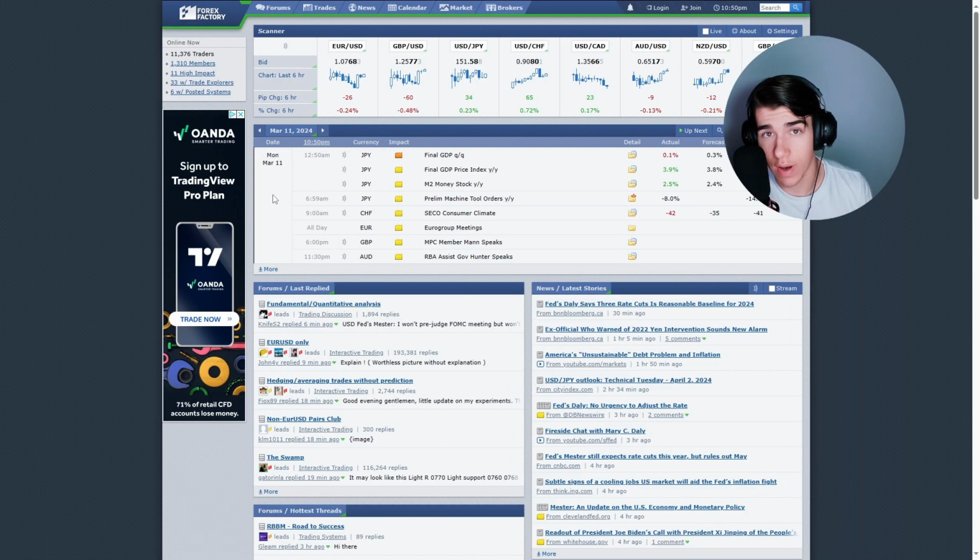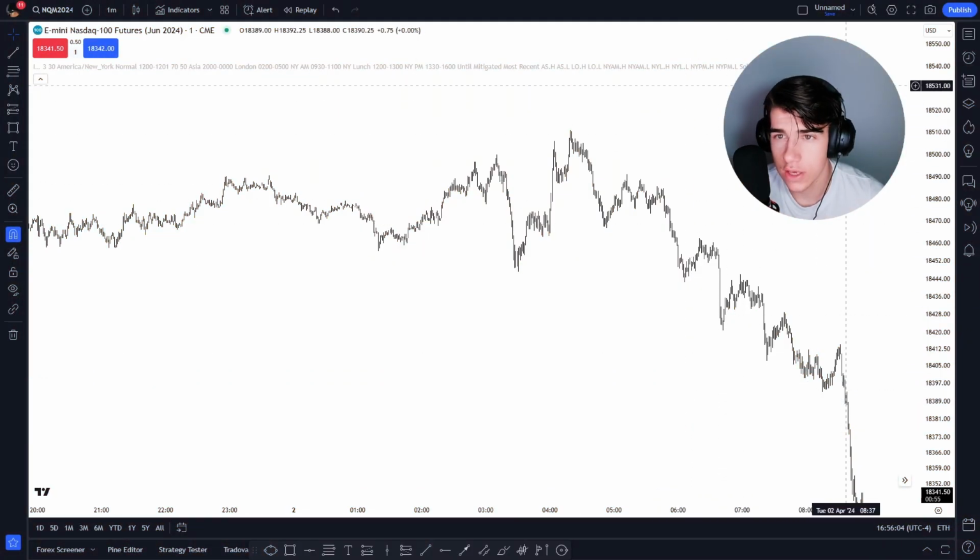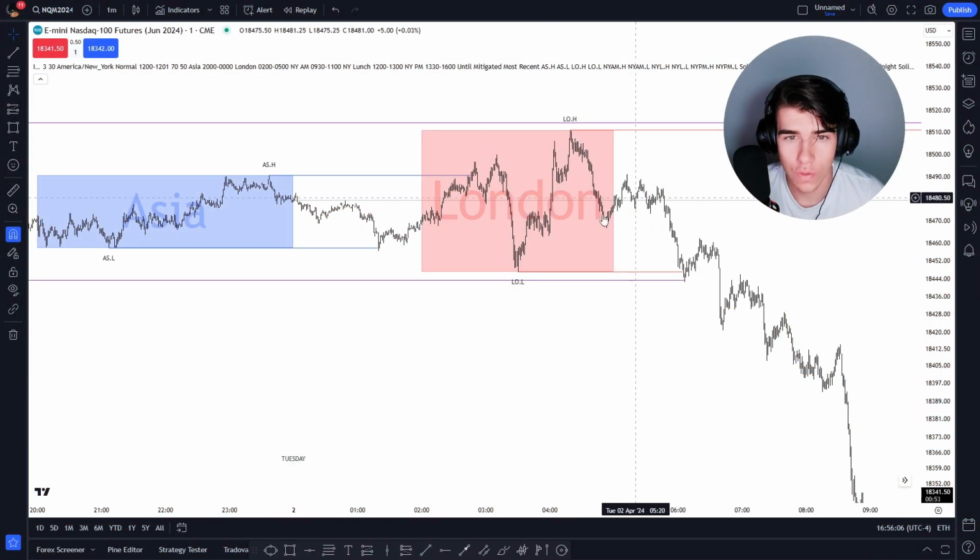Then we have the day prior and the day after bank holidays is also something that you want to be avoiding, just because of, again, a lack in volatility and lower probability setups. Now that we're done with the economic calendar, I want to talk about the overnight session.